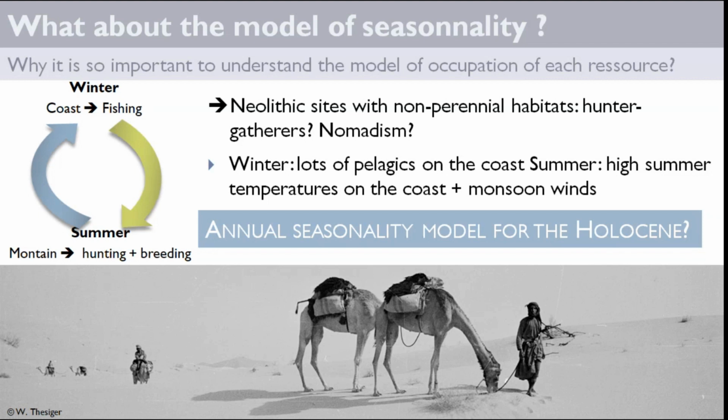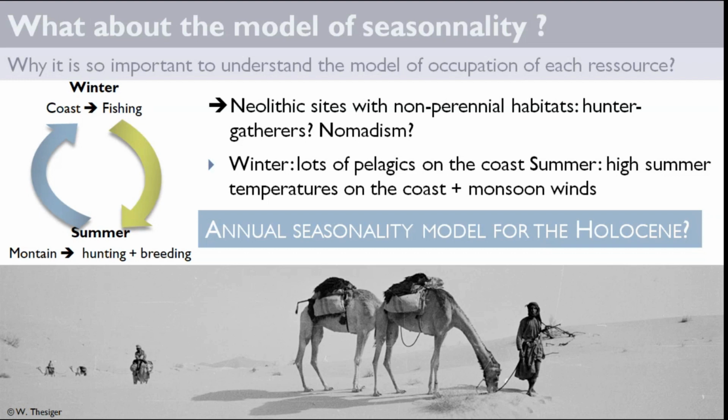And so in the summer, the population could potentially go to the foothills to do the hunting and the breeding, and also to be spared from the heat. But this past decade, many studies from different proxies show and demonstrate that this modern pattern of seasonality is not applicable to the beginning of the Holocene population.